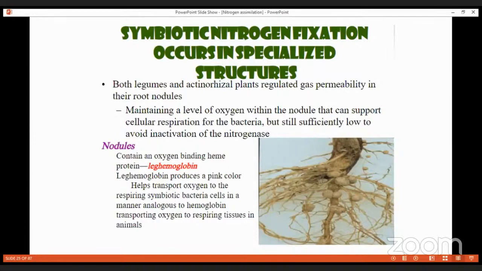Why are these structures important? Because it is a thick-walled structure where oxygen cannot pass. If oxygen cannot pass, the nitrogenase will work, and the nodule maintains a low level of oxygen, an anaerobic condition, that can support the cellular respiration of the bacteria, but is deficient enough not to inactivate the nitrogenase enzyme. The nodule also contains a very specific component called leghemoglobin. It is an oxygen binding heme protein. The color of leghemoglobin is pink, and it helps transport oxygen to the respiring symbiotic bacteria cells, as happens with hemoglobin in animals. So it is basically the hemoglobin of plant cells, present in the nodules.